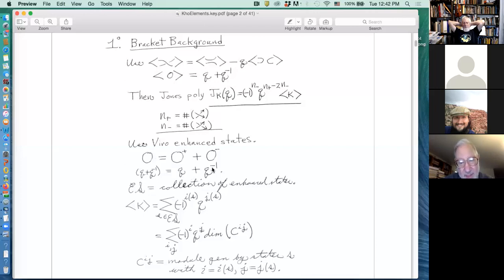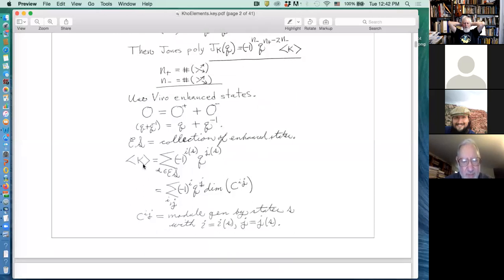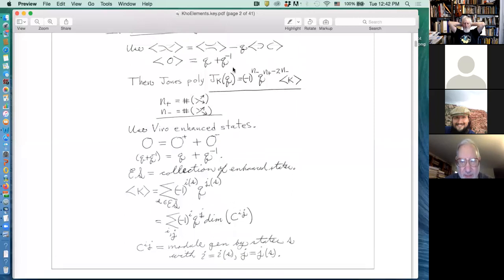And then instead of having powers of Q plus Q inverse happening when you expand the bracket, a state will be a collection of loops that are labeled plus and minus, and you will get a power of Q from that, and then you will get some other Qs, minus Qs, from the B-type smoothings. I continue to call this an A-type smoothing and that a B-type smoothing. So you would then have that the bracket is the sum over these enhanced states of minus one to the I of S, Q to the J of S, where the minus one is to the number of B smoothings, because that's the only place where a minus sign happens in your state.